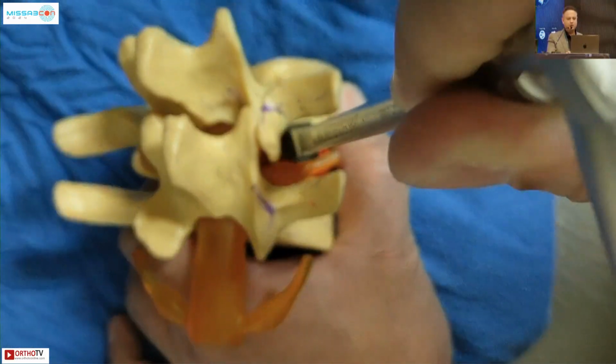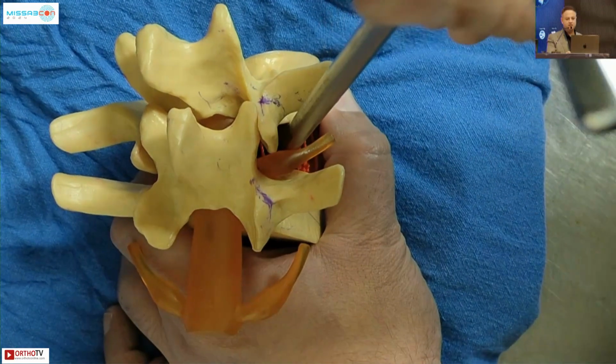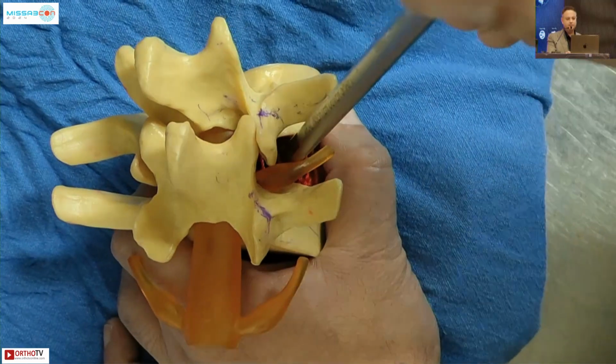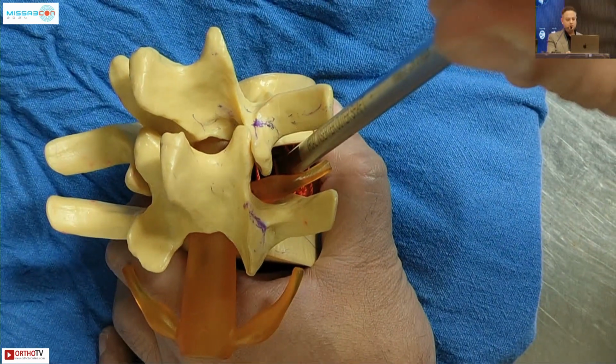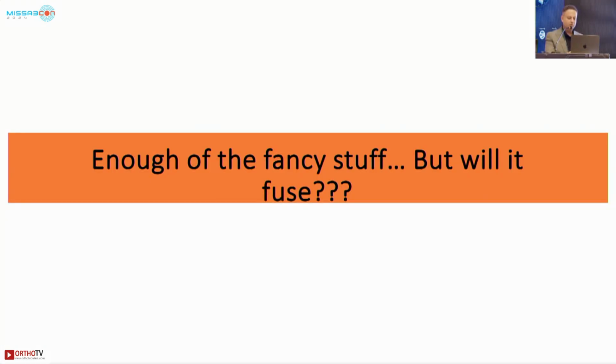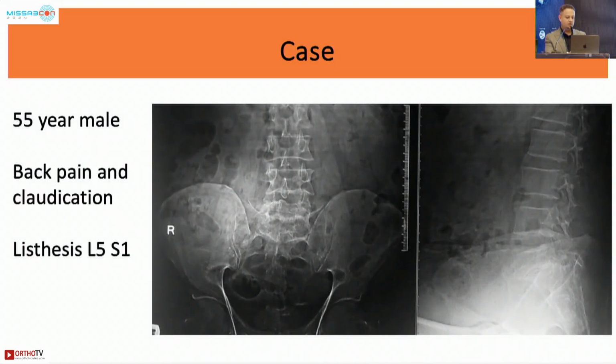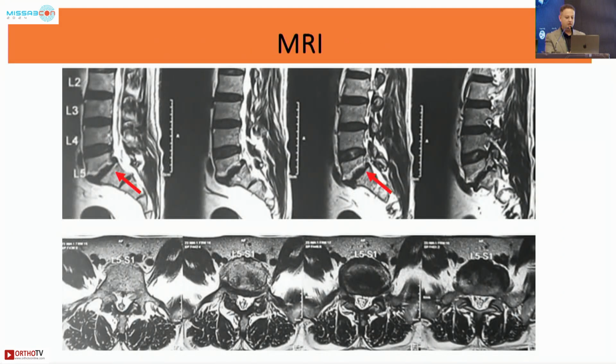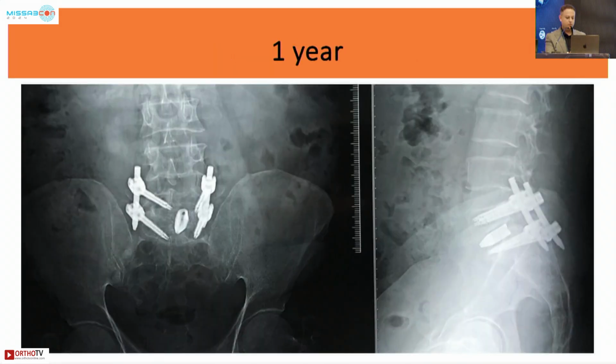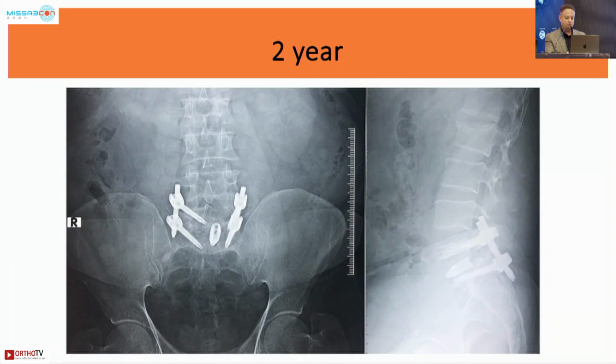So this is a model, not a true representative, and since the patient is under local anesthesia, we know how much pain they can tolerate, they can report the pain, and we don't have problems with neurodeficit and stuff like that. But will this fuse? So another case, 55-year-old male, listhesis L5S1, again did the same approach. So this is follow-up at 1 year.